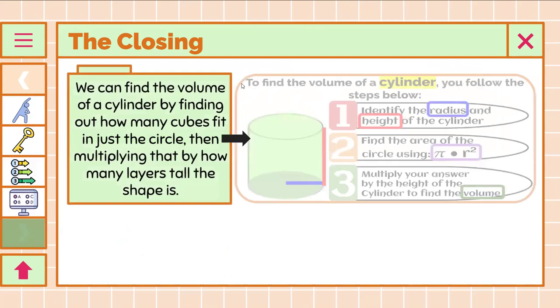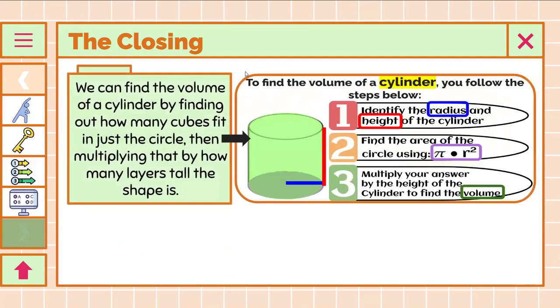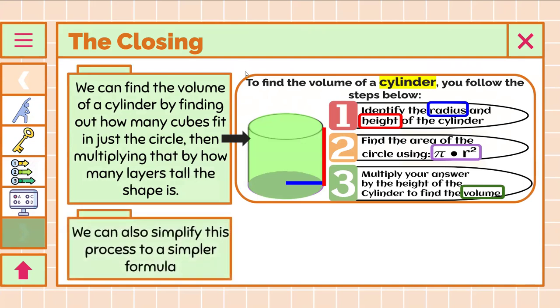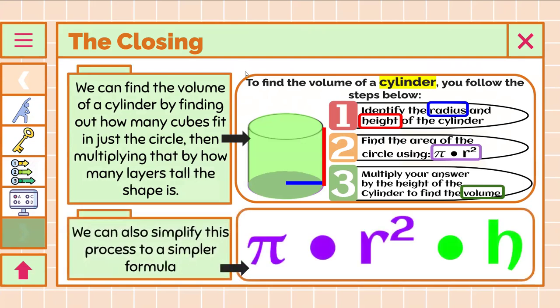So we can find the volume of a cylinder by finding out how many cubes fit in just a circle, then multiplying that by how many layers tall the shape is. That's like the visual method for it. We can also just simplify that whole action into the simple formula of pi times radius squared times the height, or pi times radius times radius times the height. Either way, though, it does give you your volume, whether you want to go more for a step-by-step visual method or put it all into the single formula.